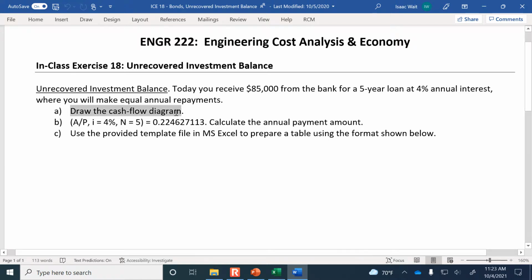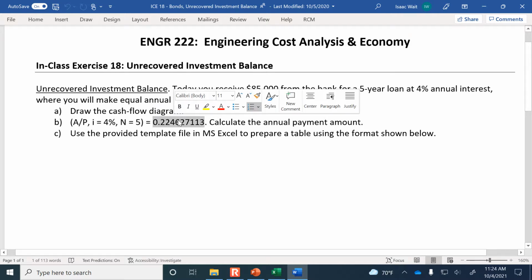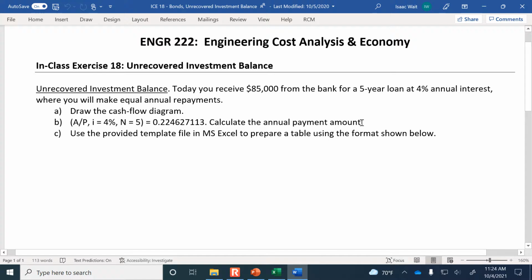First of all, draw a cash flow diagram that summarizes this problem. So it's showing the money that you get at time 0, that you're making equal annual payments for 5 years. And then I've given you the factor. Rather than having you look that up out of the table, here's the ratio of A to P, 0.2246, etc. So calculate the annual payment amount.